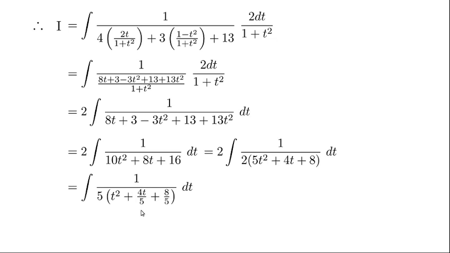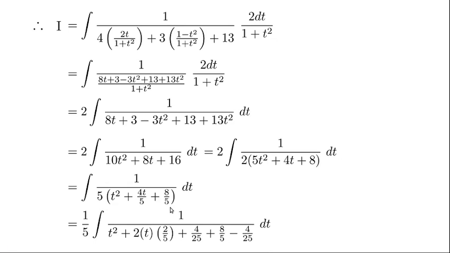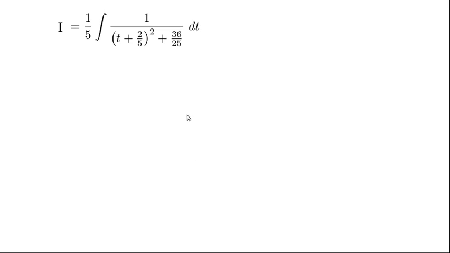T square plus 4t by 5 plus 8 by 5, and now we put it in the form of complete square. We adjust it. So 1 by 5 goes out, integration of 1 upon t square plus 2 into t into 2 by 5. So 4 by 5 is written as 2 into 2 by 5, plus its square 4 by 25, plus 8 by 5 minus 4 by 25, and that gets reduced to 1 by 5 integration of 1 upon (t plus 2 by 5) whole square plus 36 by 25, 40 minus 4, and that is (6 by 5) whole square.